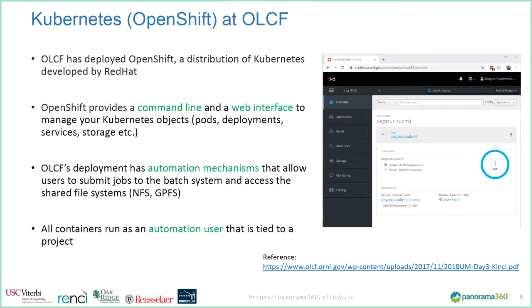Finally, all containers that run within the OpenShift cluster run under an automation user that is tied to your project. For example, if you have a project named CSC355, you'll also have an automation user named CSC355_auser. Jason Kincl gave a presentation about this deployment at OLCF, and you can find his presentation in this PDF here on the bottom side.